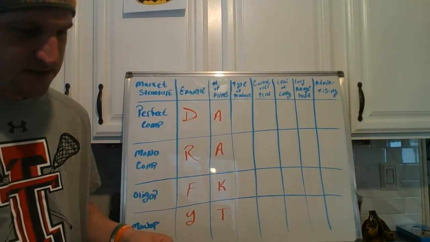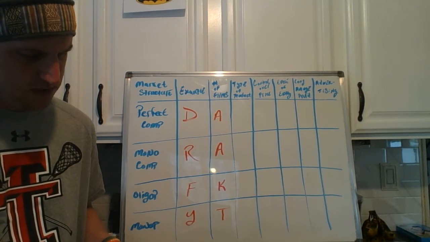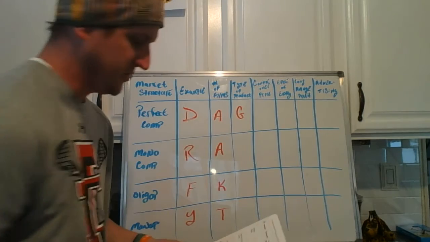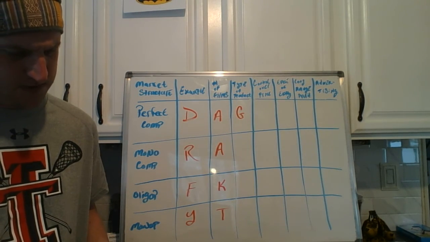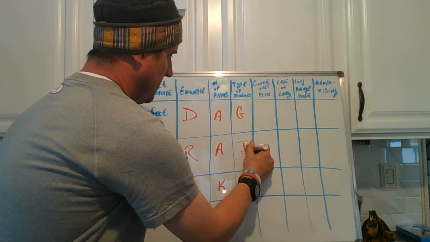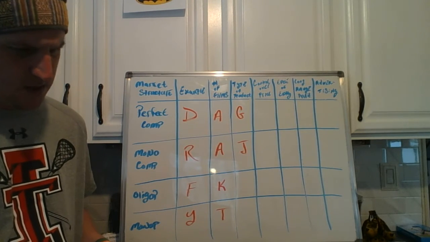Okay. The type of product for perfect competition would be G, which is homogeneous, meaning it's all the same. For monopolistic competition, it should be J, which is differentiated. A huge key element of monopolistic competition is the differentiated product.